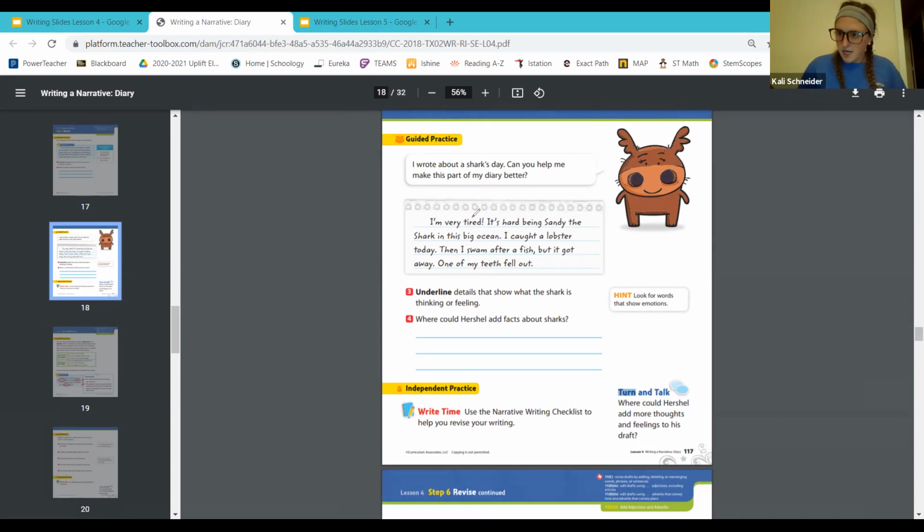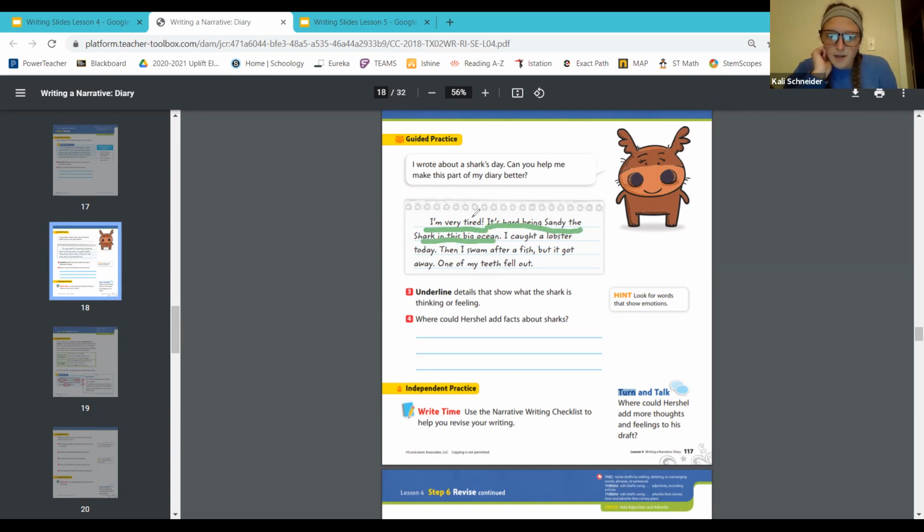So, I am very tired. Thinking or feeling? Because I know a lot of you guys say you are feeling tired often. So it's definitely a feeling. I am feeling tired. It's hard being Sandy the shark in this big ocean. Well, he's feeling like it's hard, and he's thinking that it's hard to be a shark. So it's feeling and thinking. It's hard being Sandy the shark in this big ocean. That is how he's thinking and feeling right now.